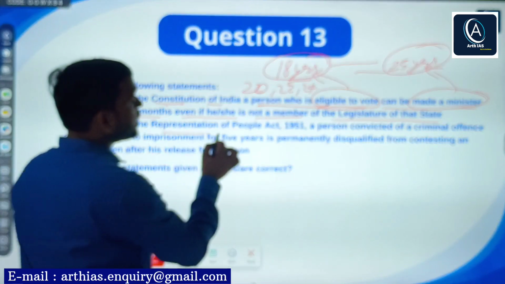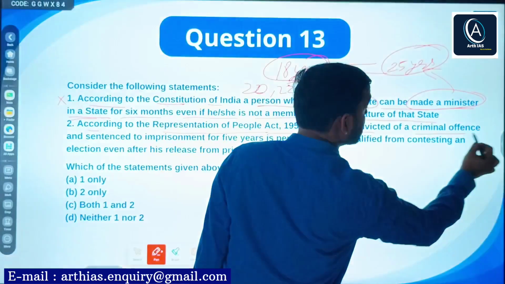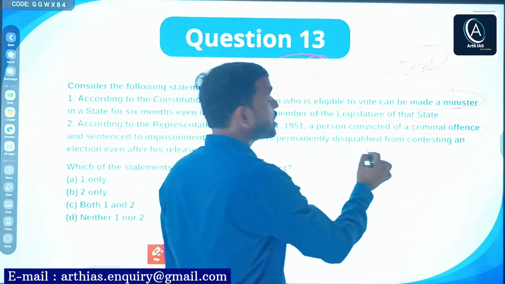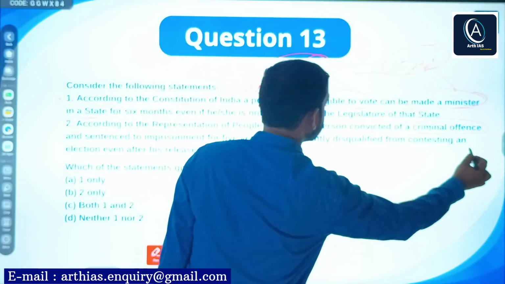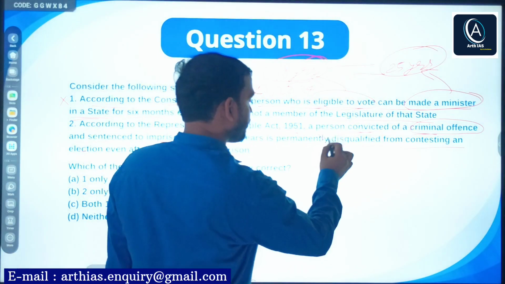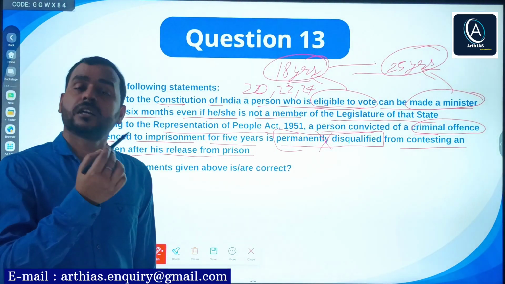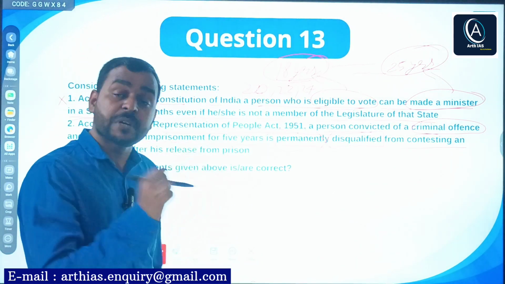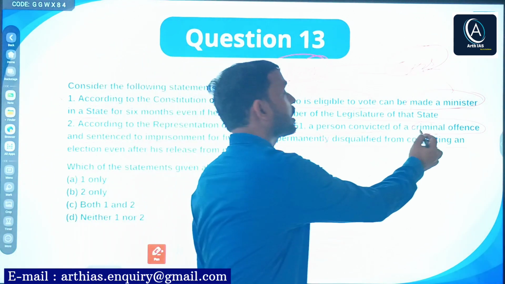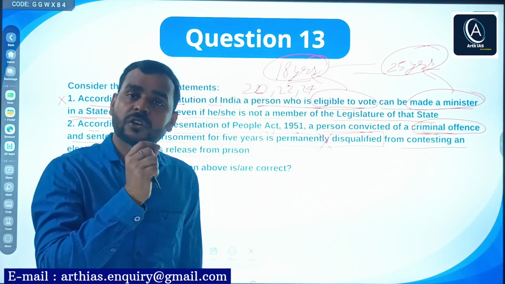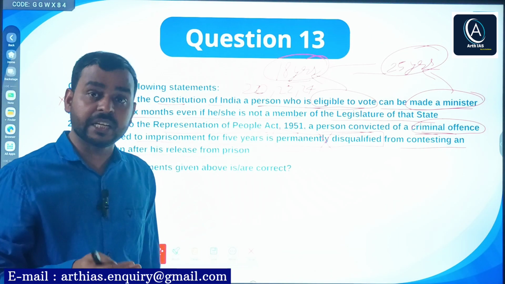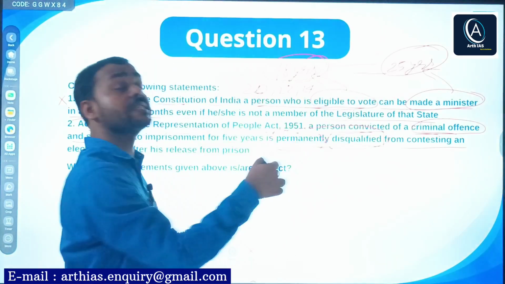Next, according to the Representation of People Act 1951, a person convicted of a criminal offense and sentenced to imprisonment for 5 years is permanently disqualified from contesting an election even after his release from prison. Listen, this statement is again wrong, because under the Representation of People Act 1951, if a person is convicted of a criminal offense and the imprisonment is 2 years or more than 2 years, then that person is disqualified. But not permanently disqualified.